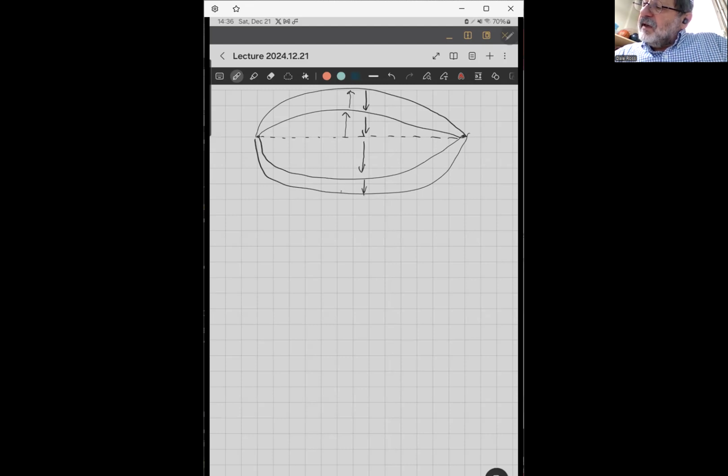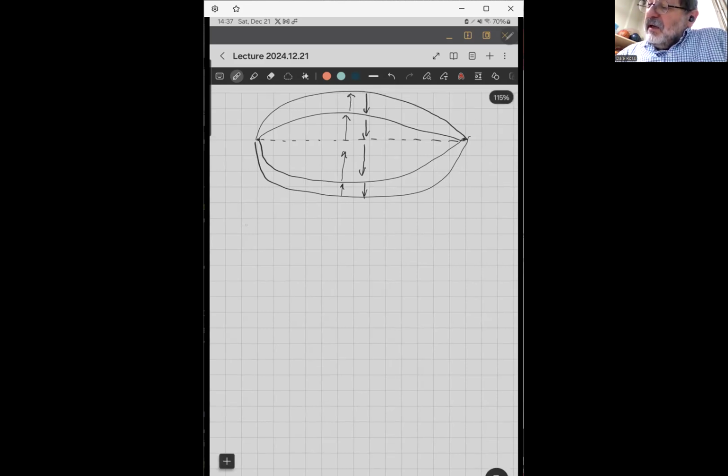Okay, and it went back and forth, vibrating back and forth. Now, this is called simple harmonic motion. Okay.